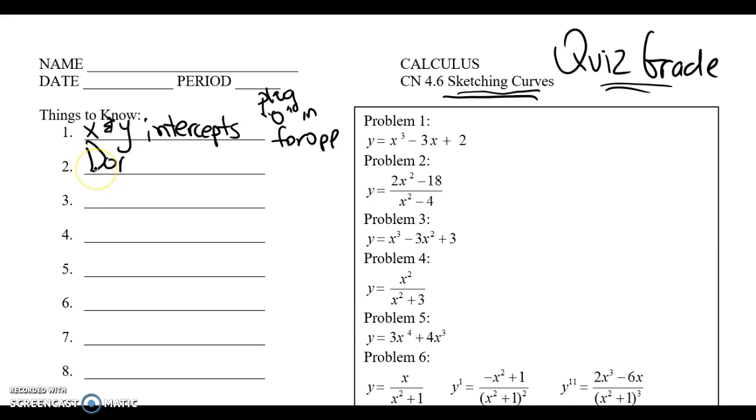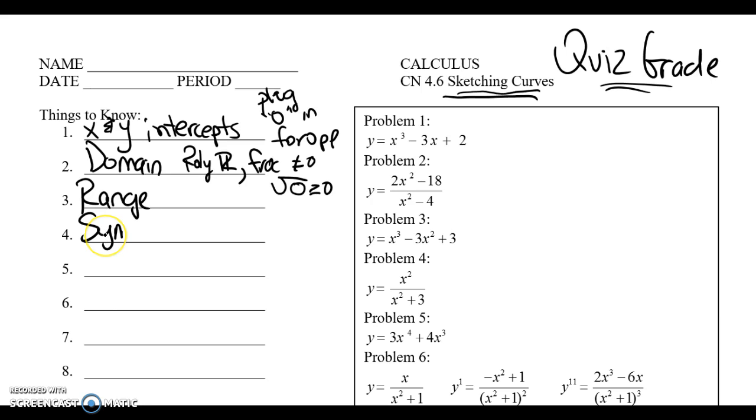Next, you need to know how to find the domain. Remember, for polynomials, the domain is all real. If you have fractions, make sure the denominator does not equal 0. If you have a square root, what's underneath has to be greater than or equal to 0. So keep those in mind. Next, the range. Sometimes it's easier to do the range after you graph, so think about that one.